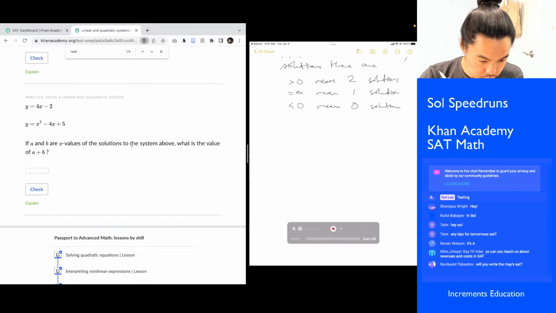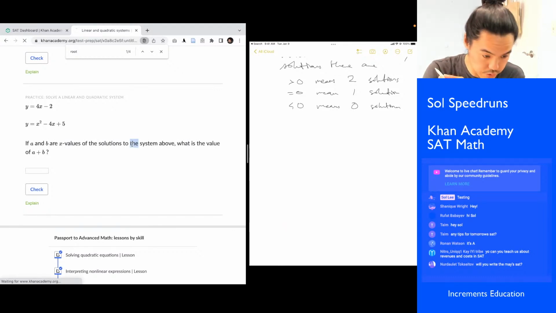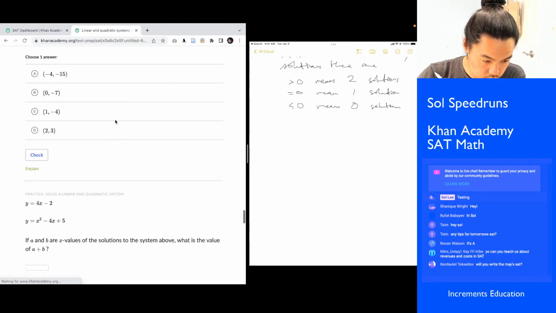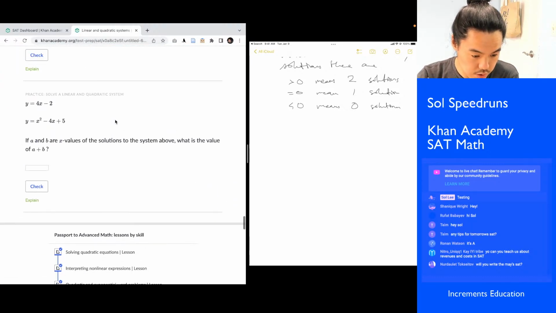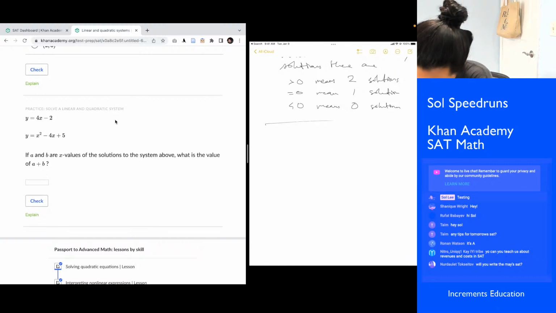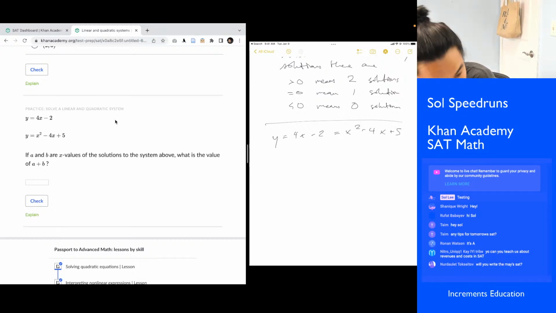Okay. So let me refresh this so that this feels less awkward. All right. So I'm looking at this right now. Y is equal to 4x minus 2, which is equal to x squared minus 4x plus 5. And a and b are x values. So what's the value of a plus b? So I just need to get the x values first.